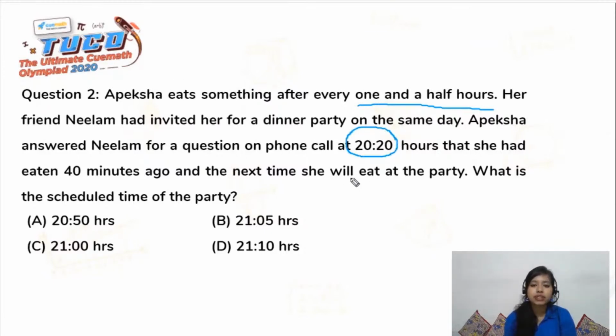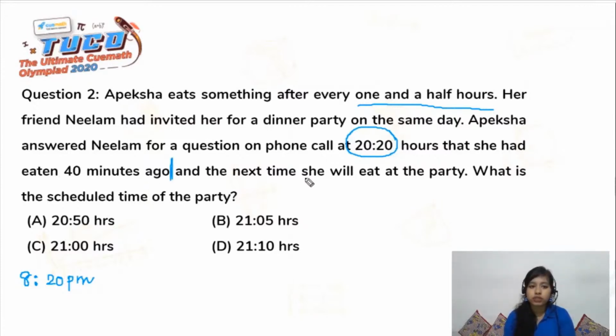So if any of you are not very comfortable with the 24-hour format, let me also translate it to 12-hour format. Basically 20:20 means 8:20 p.m. If this helps you in understanding the question better, you can go ahead, and later when you get to the answer, you can convert it back to 24-hour format and enter your option. Alright. So basically, Apeksha answered Neelam's call at 8:20 p.m. and she said that she had eaten 40 minutes ago. So just stay till here.